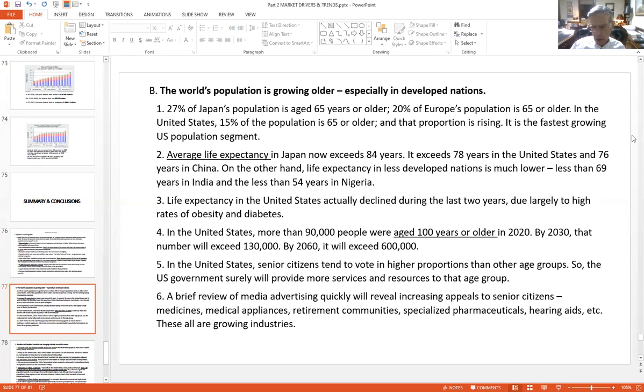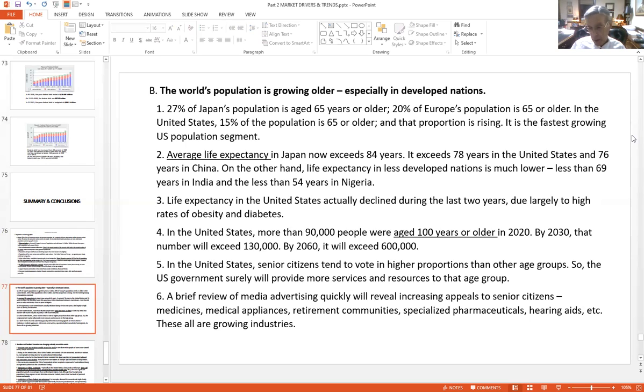Actually, the US life expectancy dropped in the past 2 years due to high rates of obesity and diabetes. And so we can expect that those conditions will be the subjects of a great deal of medical research and pharmaceutical product development.